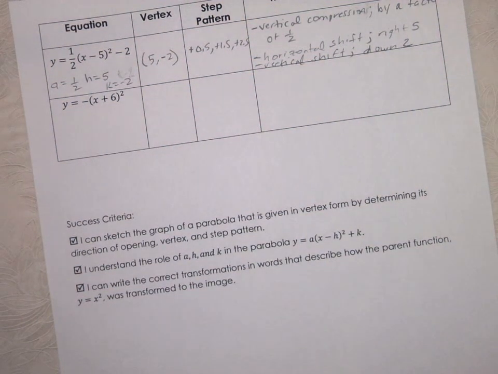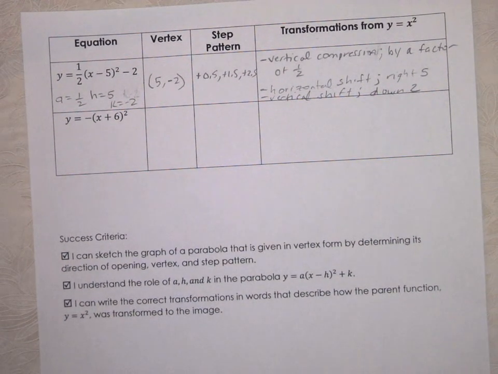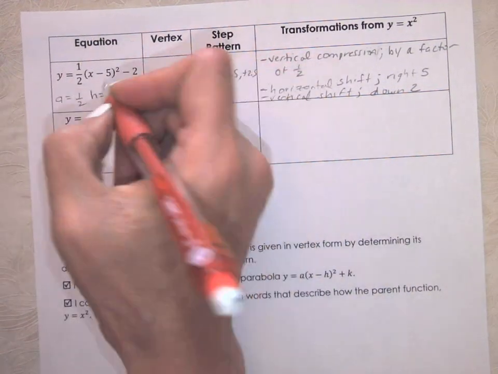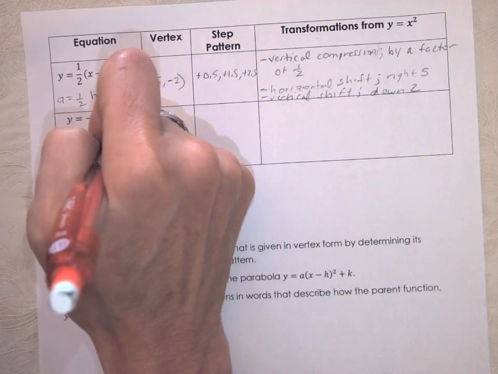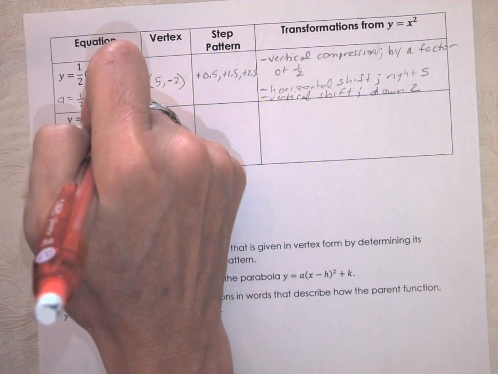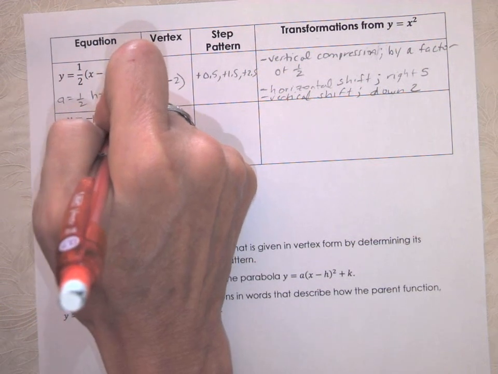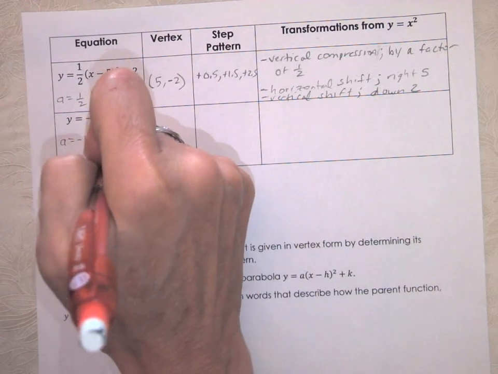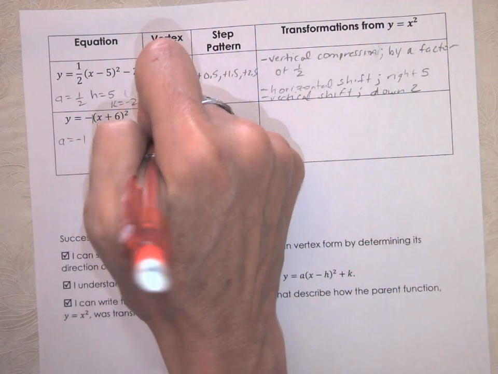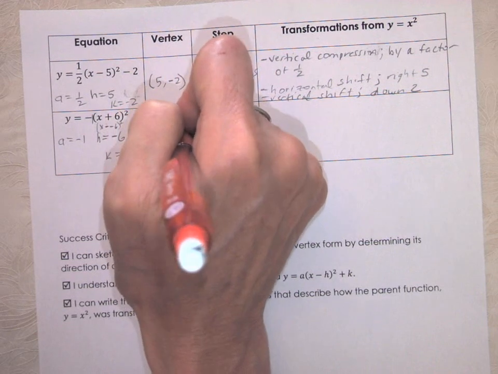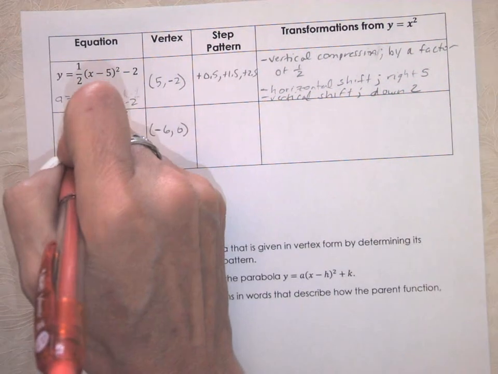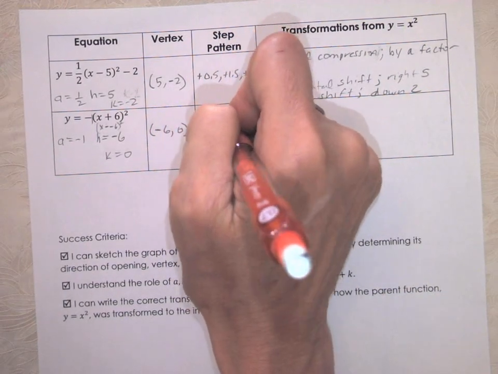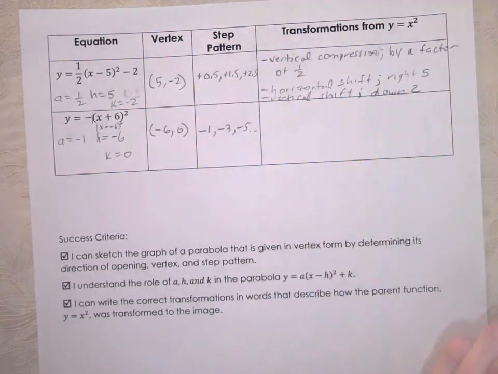And our last one, y equals negative, bracket x plus 6 squared. So our a is -1. Our h must be -6. Again, because we would have had to have x minus -6 squared in order to see the +6 in the brackets. And there's no k value, so the k must be 0, which means our vertex h, k is -6, 0. And our step pattern is just going to be negative or down. So down 1, down 3, down 5, etc.